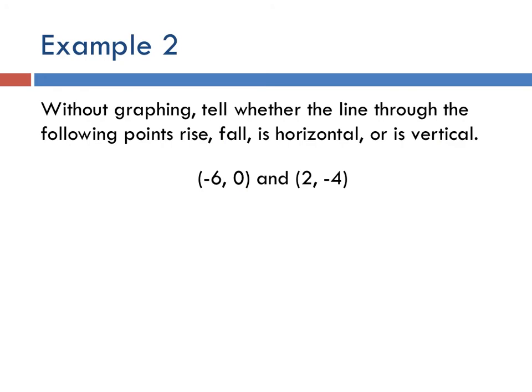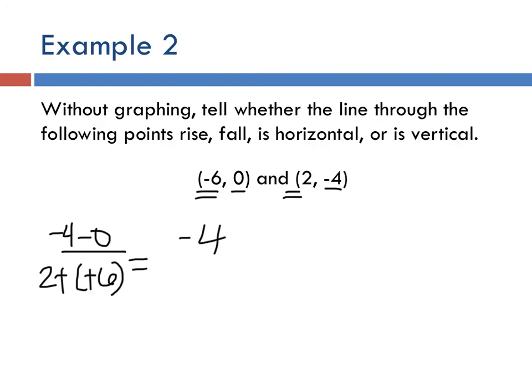Without graphing, tell whether the line through the following points rises, falls, is horizontal, or is vertical. Same idea, so now we do the same thing. Negative 4 minus 0 over 2 minus negative 6. Remember, when you subtract a negative, it's like adding it. So you get negative 4 over 2 plus 6, which is 8. What's that? That's negative 1/2. Let me just make sure I did that right. Because it's negative, you know that the line is going to fall.